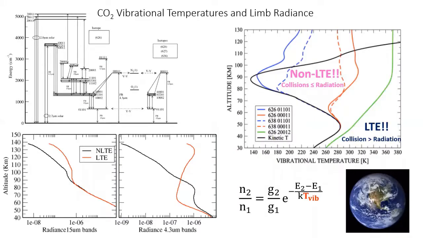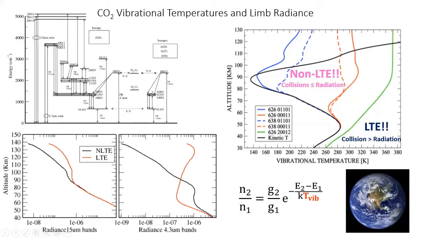So here's an example of the effect that non-LTE processes have on infrared emissions for the case of CO2 in Earth's atmosphere. The top left plot shows the complexity of our CO2 non-LTE model and all the various vibrational levels we incorporate, as well as radiative transitions and collisions between CO2 and its isotopes, as well as main atmospheric constituents.